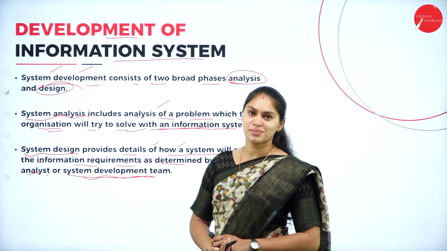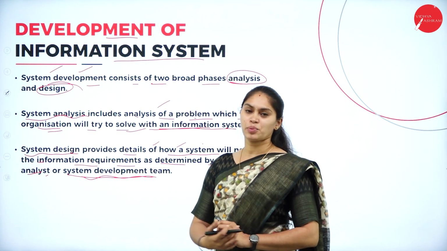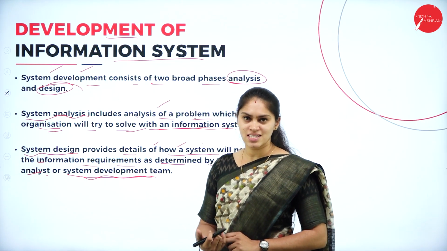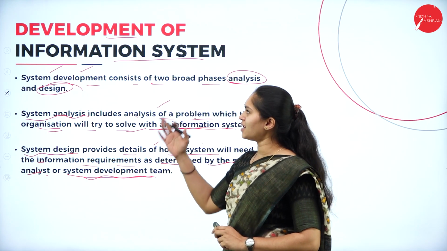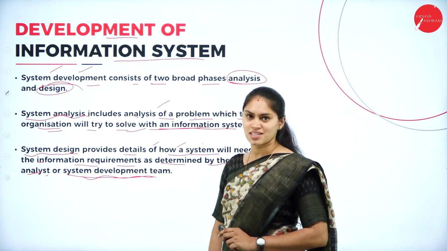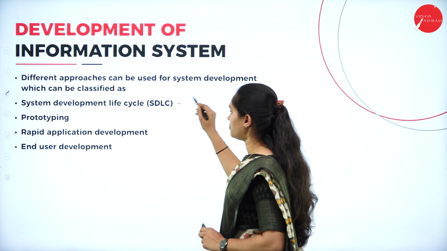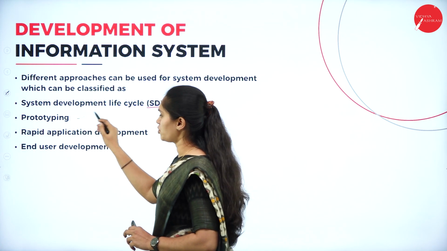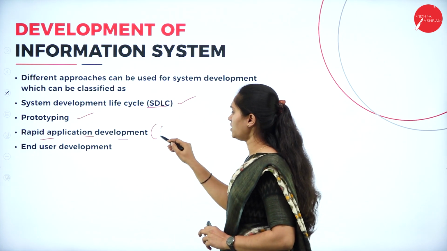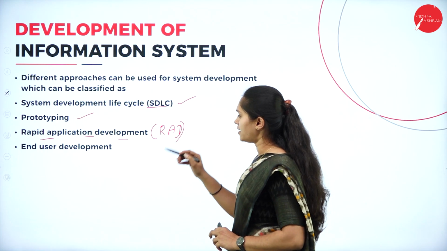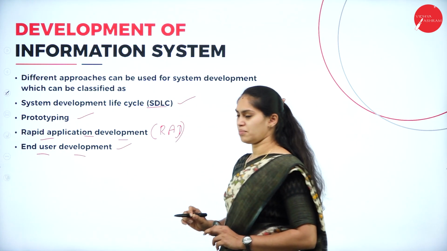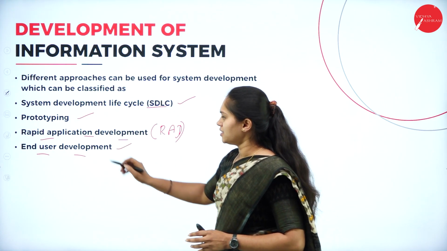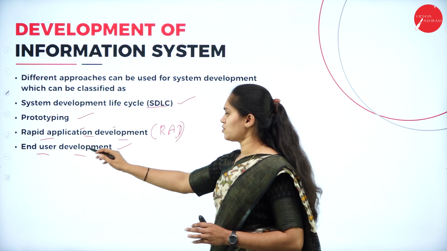Then how can we develop this system? By using which approaches can we develop the system? That must include both system analysis as well as system design. Then only can I call that the development of the information system. So it will include the system development life cycle, in short termed SDLC, and we have prototyping, rapid application development, in short termed RAD, and also we have end user development. I will briefly cover SDLC, prototyping, RAD, and end user development.